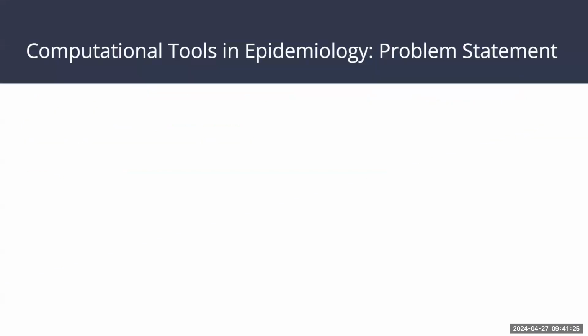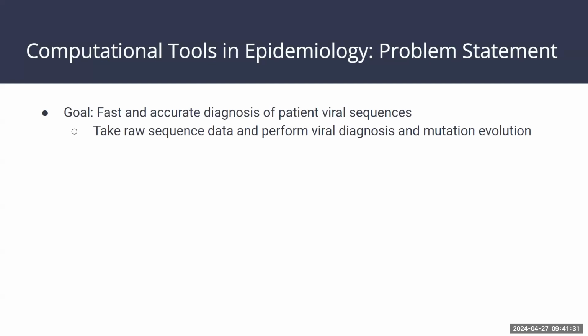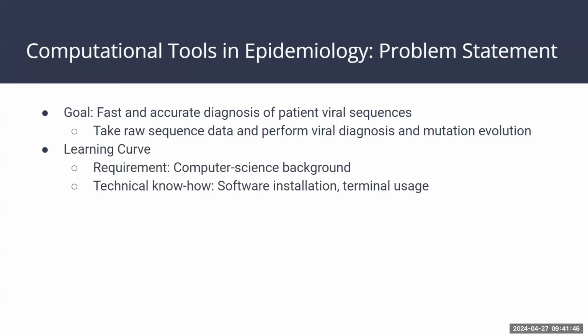But yeah, I'd like to start off with the problem statement that we're looking at with computational tools in epidemiology. The goal for public health officials and epidemiologists is to get fast and accurate diagnosis of patient viral sequences. That means taking raw sequence data and performing viral diagnosis and mutation evolution. But when you're trying to do this as a public health official or epidemiologist, you run into some roadblocks.